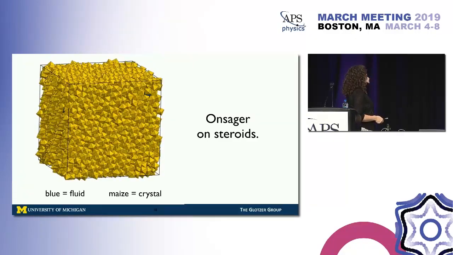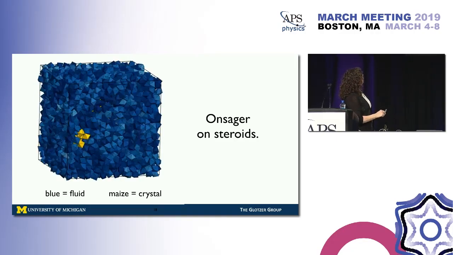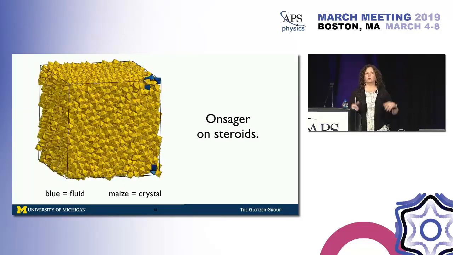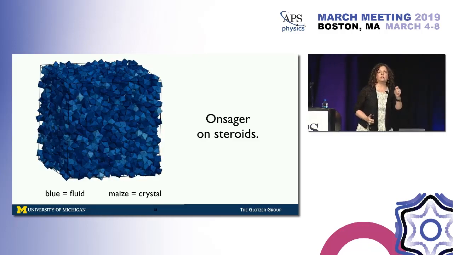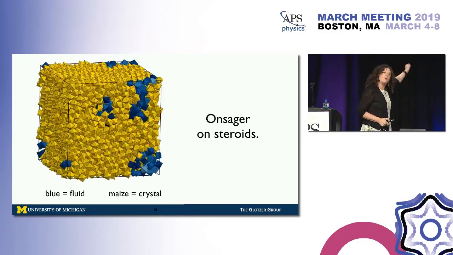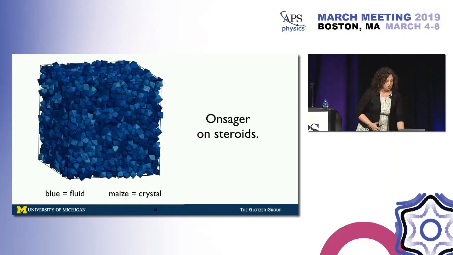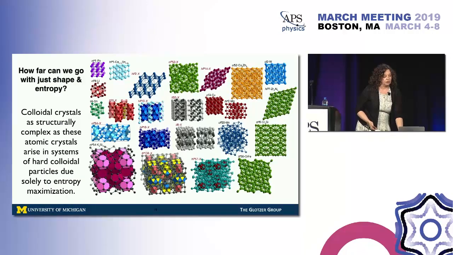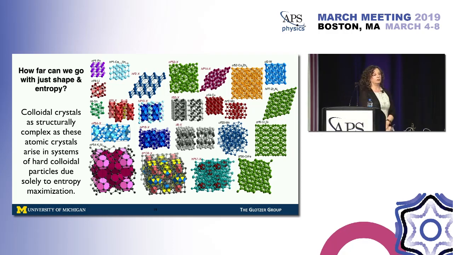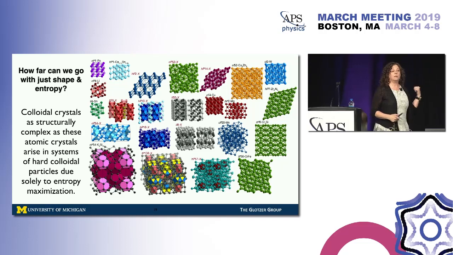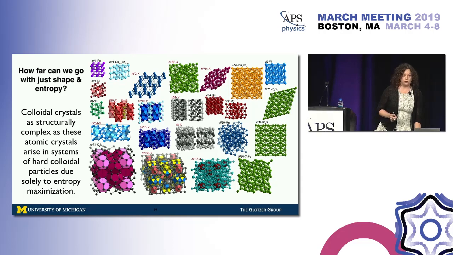This is a simulation of hard octahedra, and it starts off in the blue fluid phase, and then nucleates and grows a body-centered cubic crystal phase. Again, simply because there are more microstates available to the system if the particles order than if they stay disordered. And that's how the system maximizes entropy at a fixed density or fixed packing fraction. So how far can we go with just shape and entropy? Well, it turns out that colloidal crystals, as structurally complex as these atomic crystals, can arise in systems of hard colloidal particles due solely to entropy.